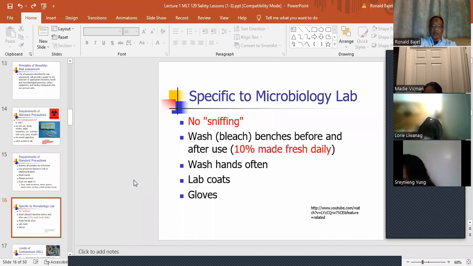Wash benches before and after use, with 10% bleach, made fresh daily. Wash your hands often, wear your PPE, lab coats, and gloves.